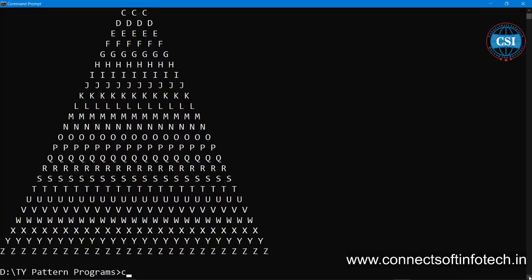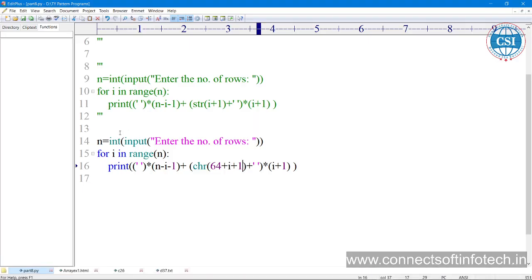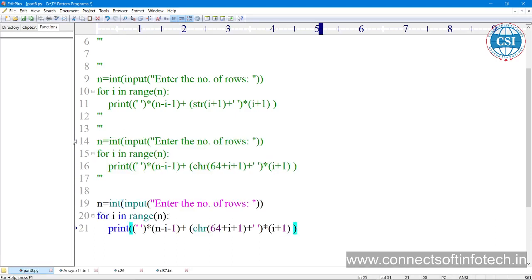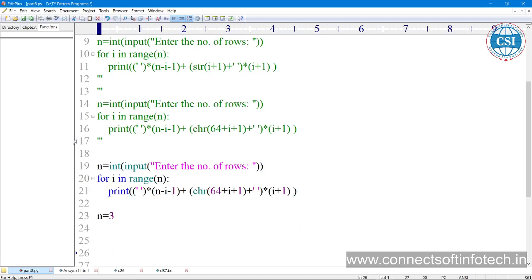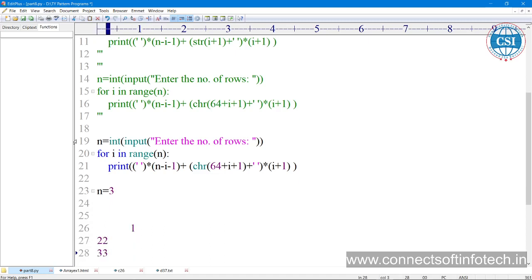Now our next requirement. What is the next pattern? Let us take this in a comment. Next pattern: if you enter n is equal to 3, I want to print the pattern 1, then 1 2, then 1 2 3. I want this pattern.